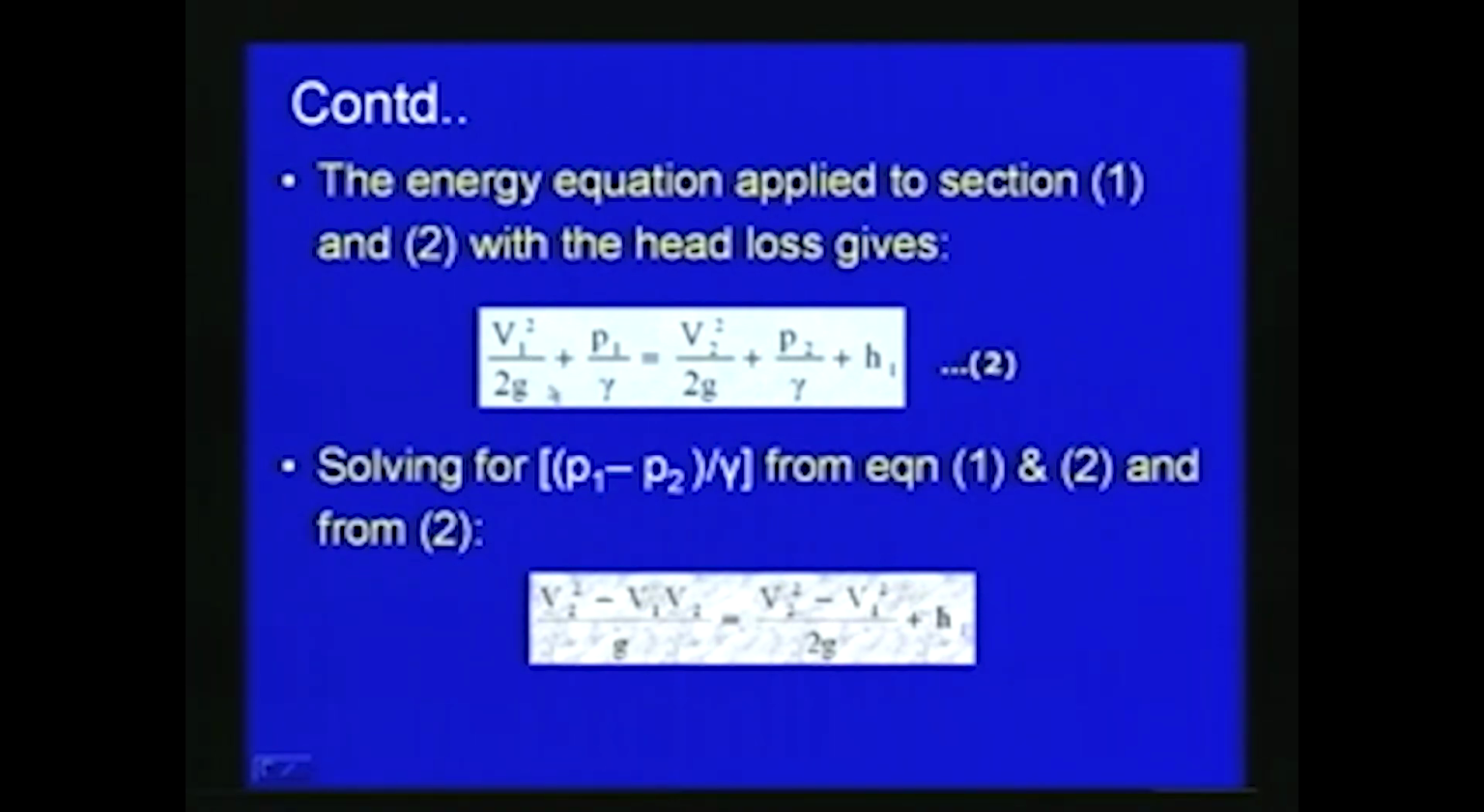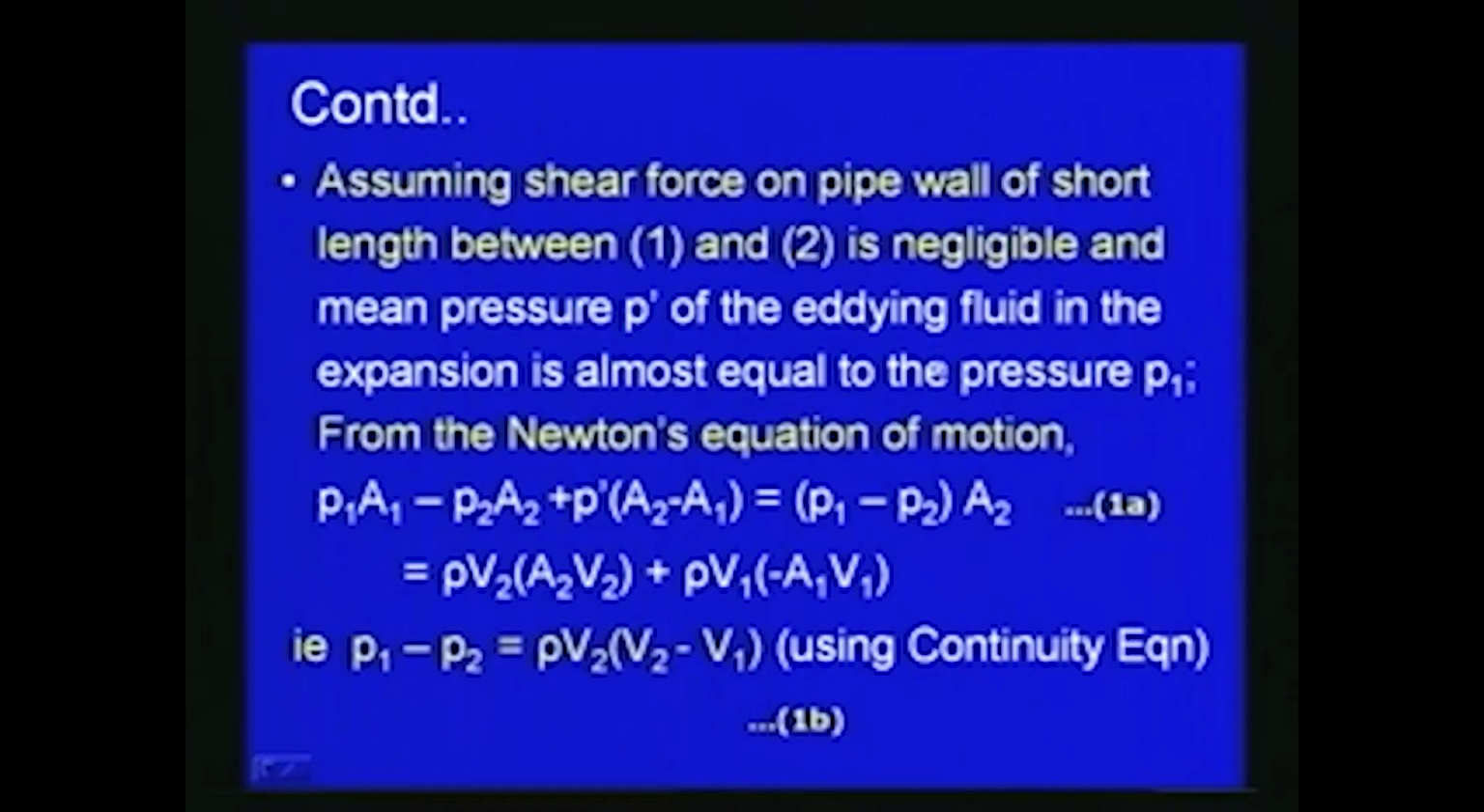Now, if we apply the energy equation between section 1 and 2, we get V1 square by 2g plus P1 by gamma is equal to V2 square by 2g plus P2 by gamma plus HL, where HL is the head loss.